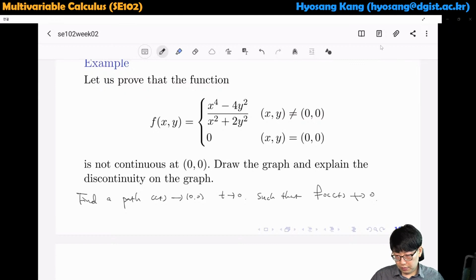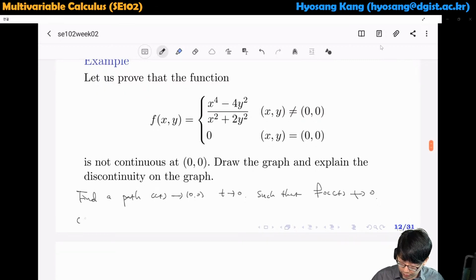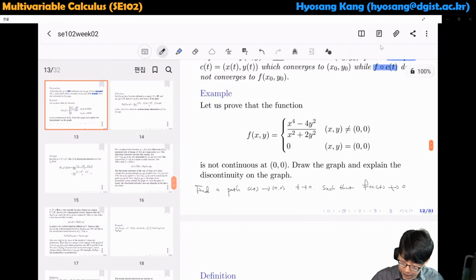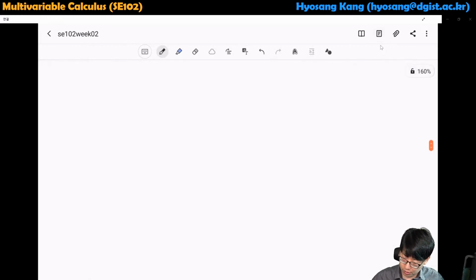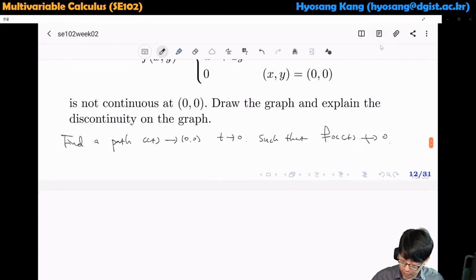So you can start from a straight line. Let me just give a new page here, another page. Let's say I want to take (t, t), okay?